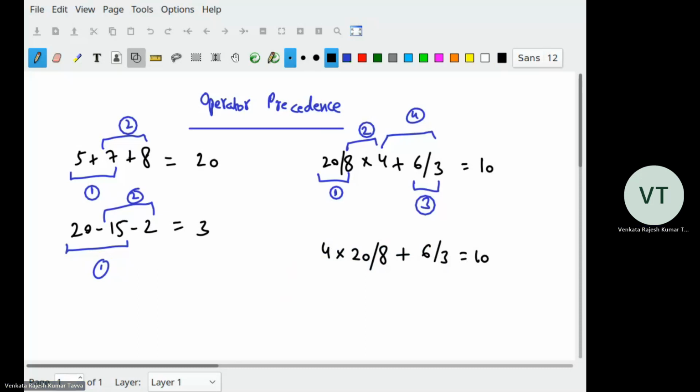We got 12. Why? Division is not performed first. Multiplication is performed first.